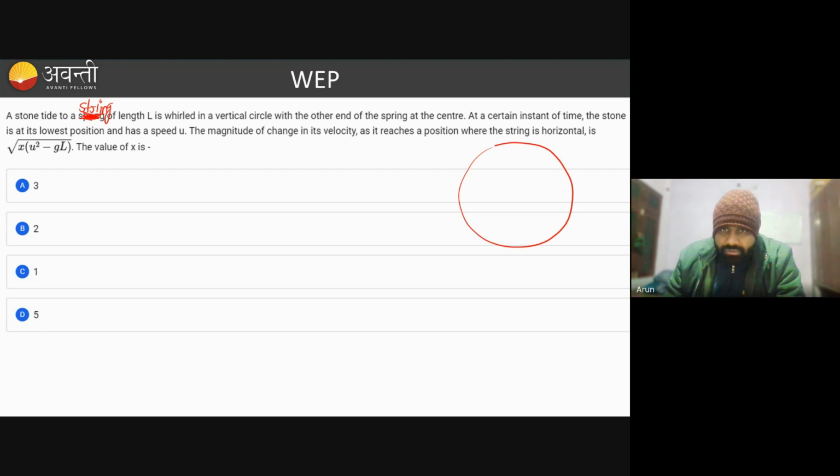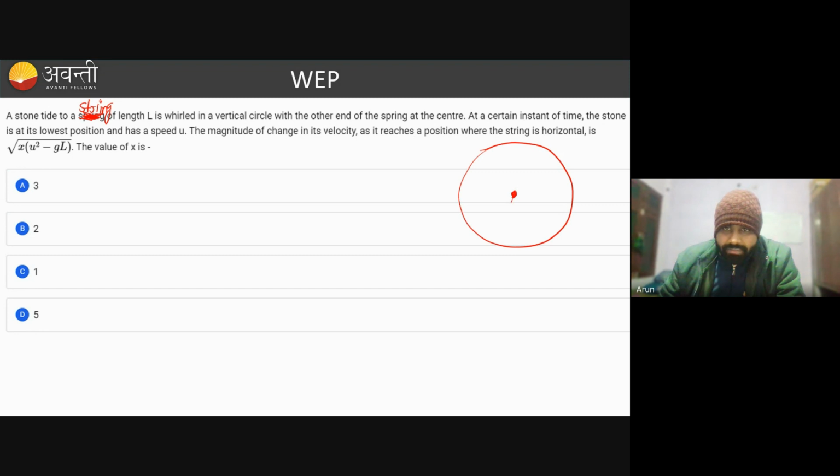So we will decode this question according to its sense. Initially, we have taken a vertical circle. Let us assume this is a vertical circle. Okay. And the length of the string to which the stone is tied is L. Okay.